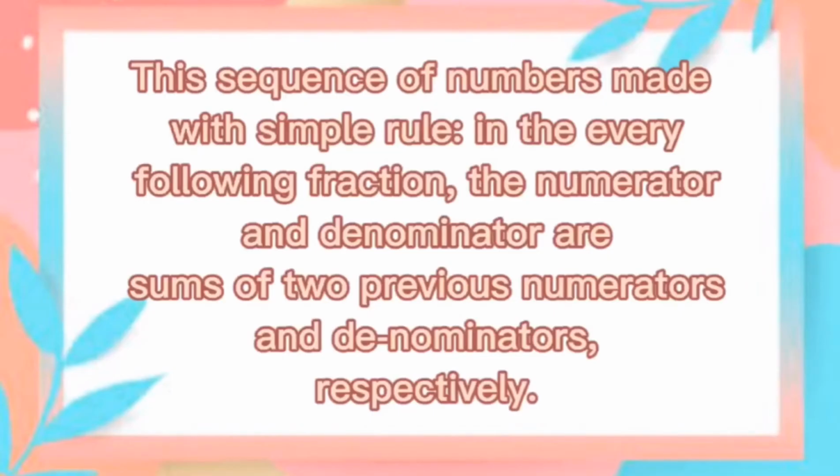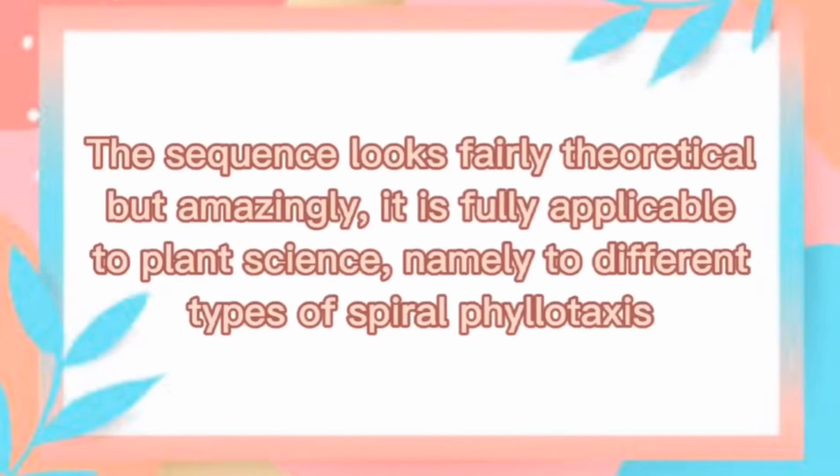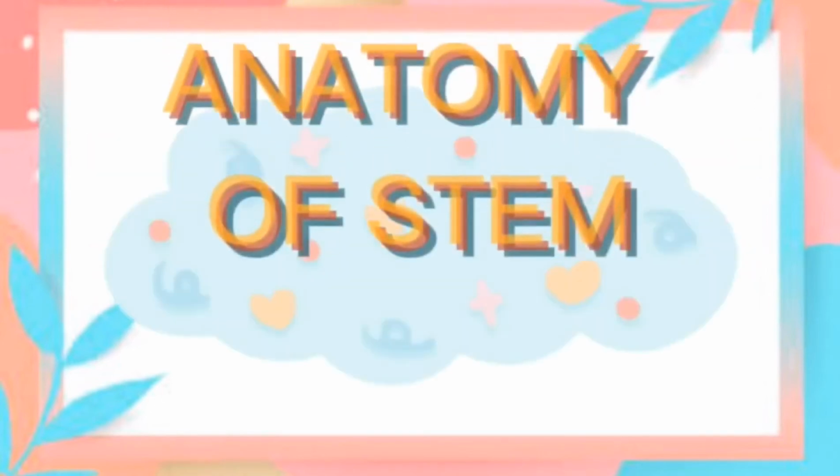This sequence of numbers is made with a simple rule: in the ever-following fraction, the numerator and denominator are sums of the two previous numerators and denominators respectively. The sequence looks very theoretical, but amazingly, it is fully applicable to plant science, namely to different types of spiral phyllotaxy.